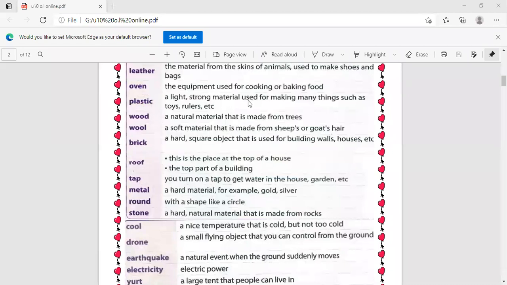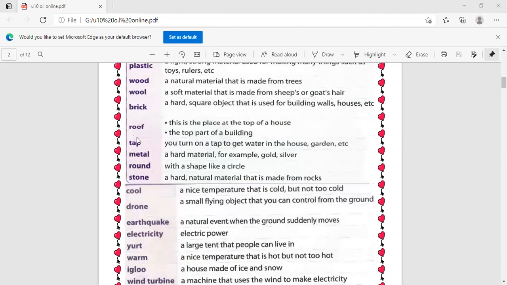Plastic, a light, strong material used for making many things, such as toys, rulers. The toys of the children are made of plastic. Wood, a natural material that is made from trees. Wool, a soft material that is made from sheep's or goat's hair. Brick, a hard square object that is used for building walls or houses. We build the houses with bricks.